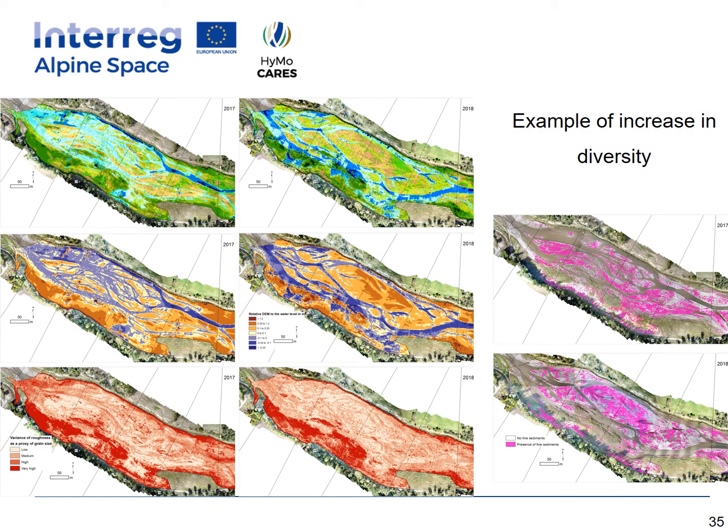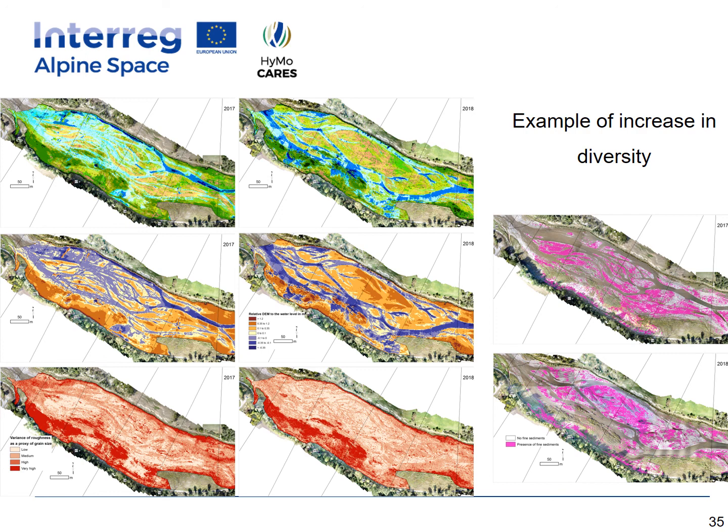Here is an example of increase in diversity in the middle part of the restored ridge, which shows a really well-developed braided pattern. In 2017, on the top left of the slide, we can see that the diversity of physical habitat types is lower than in 2018. The maps of relative elevation to the water level show that the number of very shallow channels is lower in 2018 than 2017, and the depths of the channels are more important.